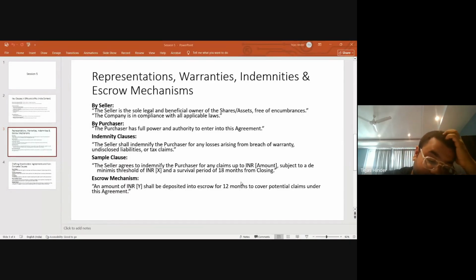And then, under a share purchase agreement, you will have intellectual property ownership and use related representations and warranties. And under an asset purchase agreement, you will have a valid IPR title and no infringement claims related representations and warranties.